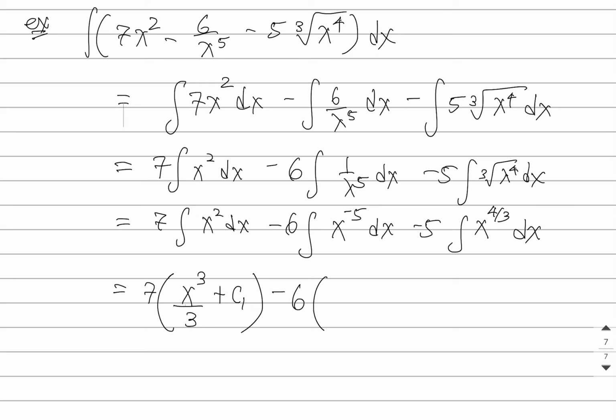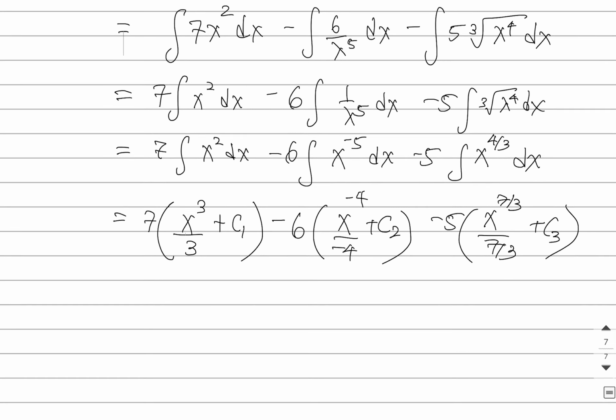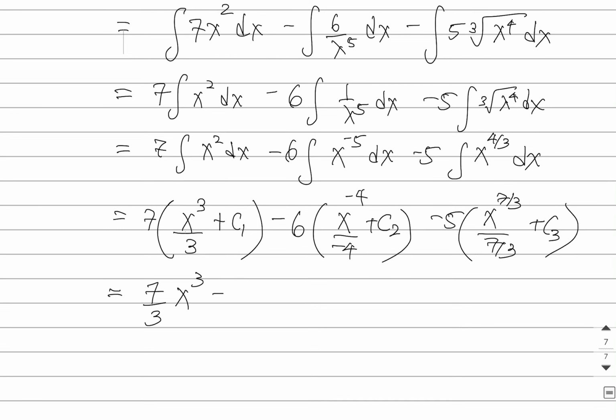-5 plus 1 is going to be x to the -4 over -4 plus c2. And now 4/3 plus 1 is going to be 7/3, over 7/3, plus c3. Now you'll notice that each one of these terms gives you an arbitrary constant. So what I'm going to do is group together all the terms with x's, and everything else I'll group together in a moment.